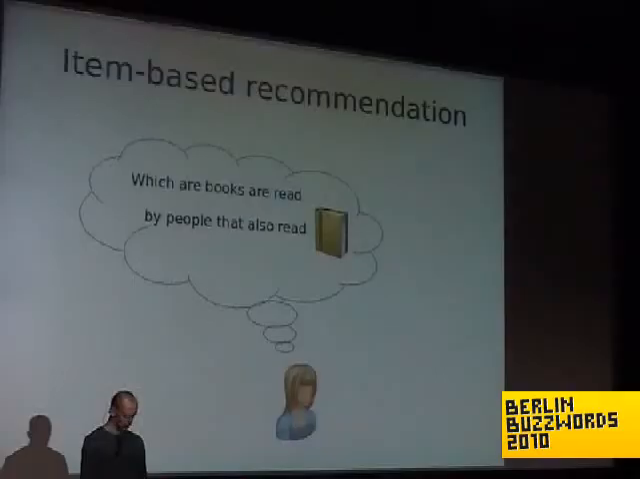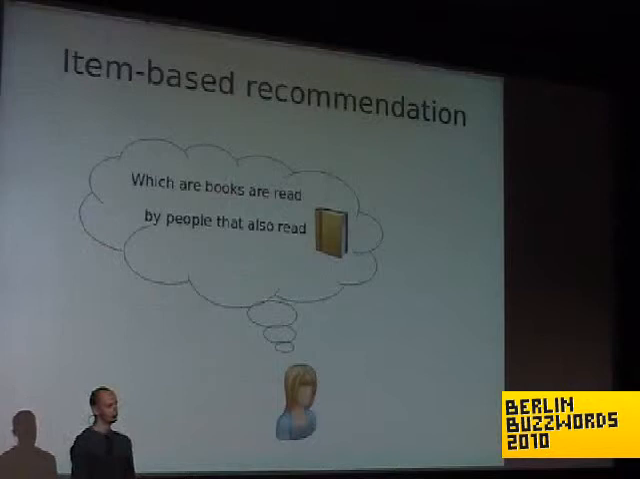Second distinction is you have two ways to do recommendations. The first one is item-based recommendation. In this case, you start out with a given item, for example, a book, and then you will find out what other users who have also read this book, what kind of books they read. And what's important here is that the recommendations you get this way are not personalized, because they're related to a single book in this case.